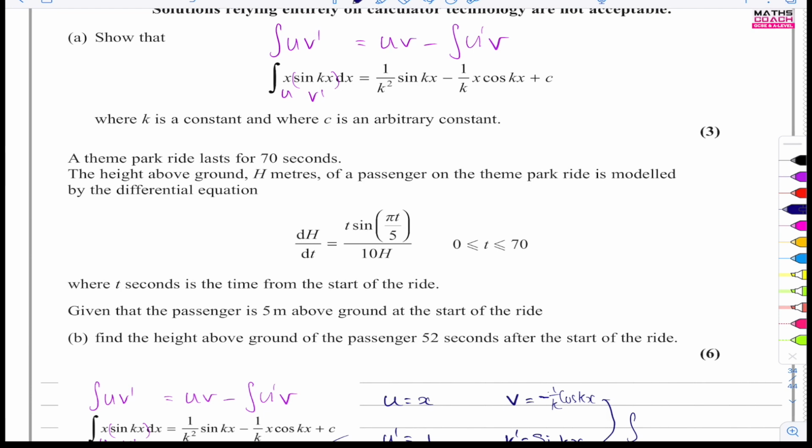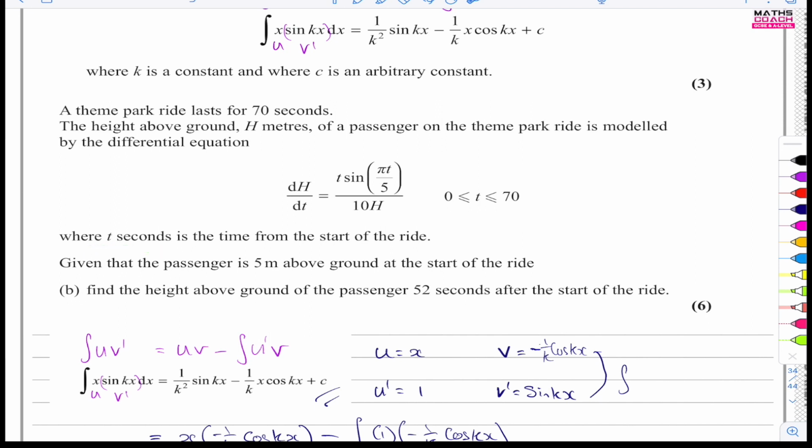Right. So part B. A theme park ride lasts for 70 seconds. And you can see from the domain given that the maximum time allowed is 70 seconds, hence why it lasts for 70 seconds. The height above the ground is capital H. It's modeled by this differential equation. So the rate of change of height, or how fast the height is changing, is basically modeled by this fraction here. T is the time in seconds after the start of the ride, given that the passenger is 5 meters above the ground at the start. This bit here is giving you a condition for your differential equation.